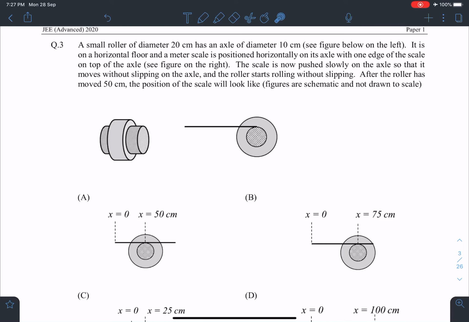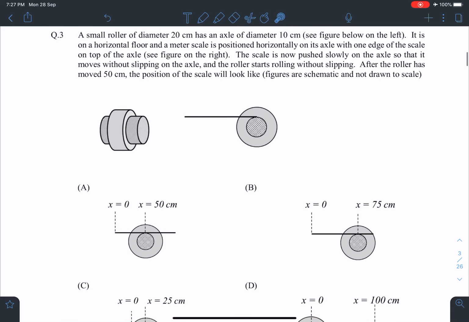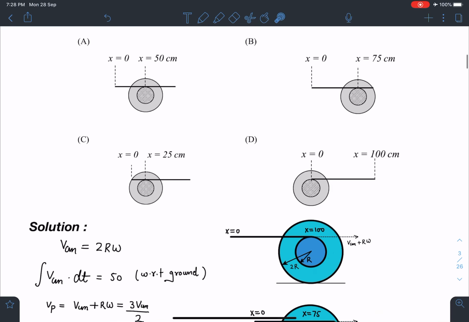ये भी एक बहुत अच्छा क्वेश्चन है बच्चों. इसमें बहुत लोगों ने मिस्टेक किया होगा, ऐसा मेरा फीलिंग है. I have that feeling, but it's a relatively easier problem, but with a very high probability of making a mistake. तो आइए देखते हैं क्या हो रहा है इसमें.